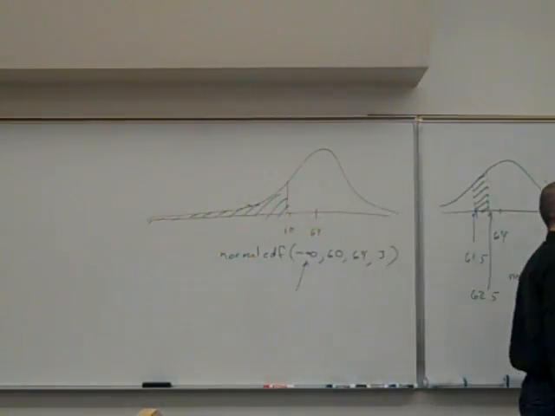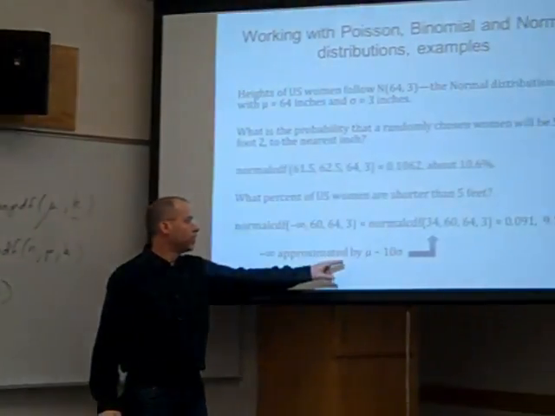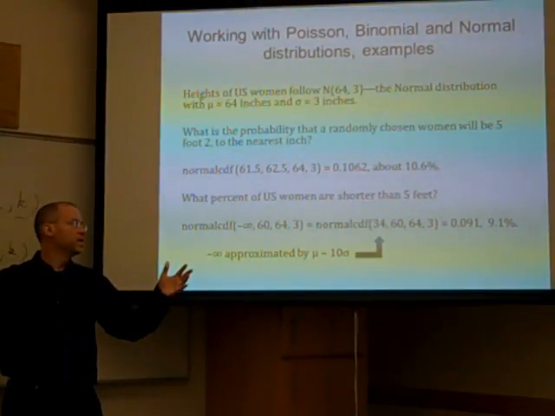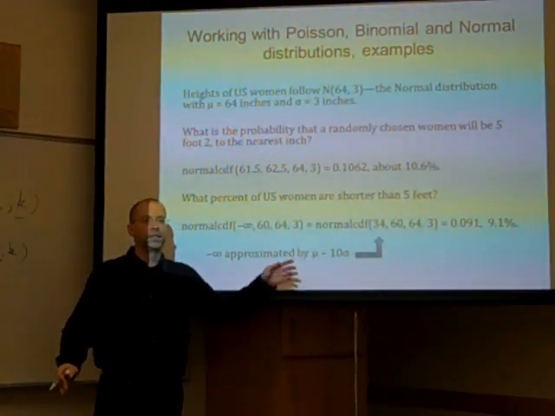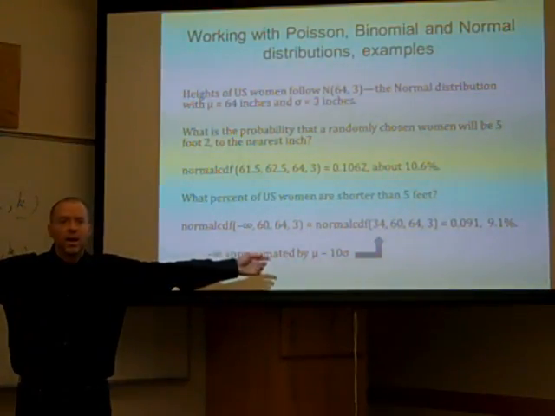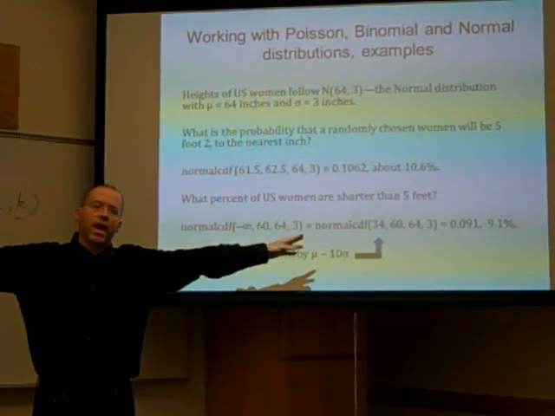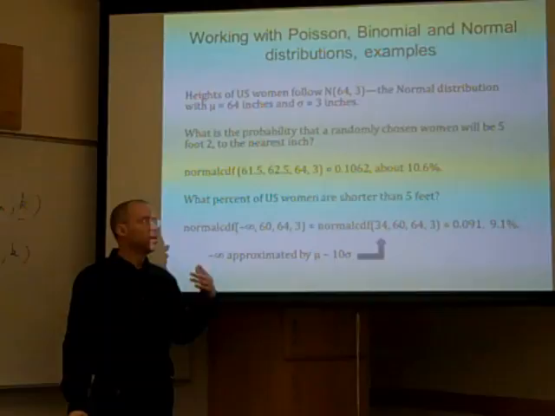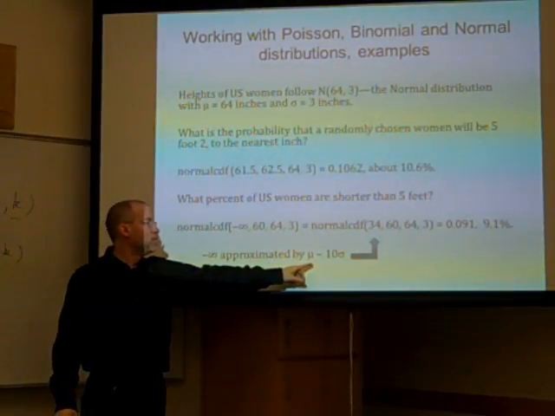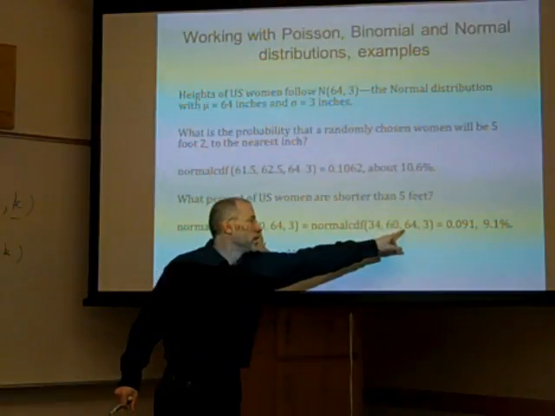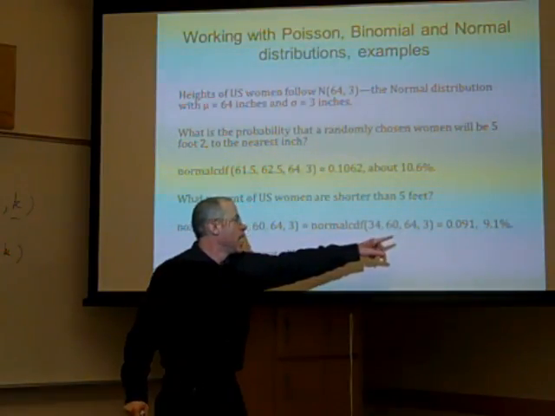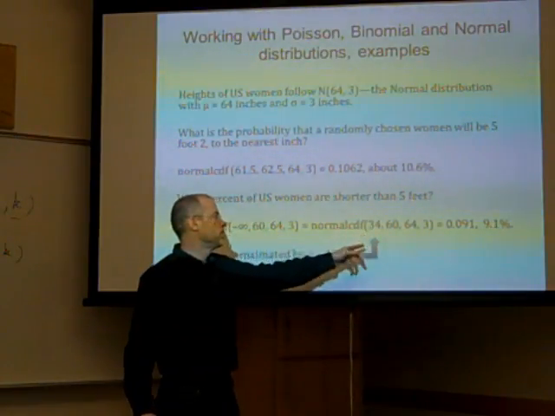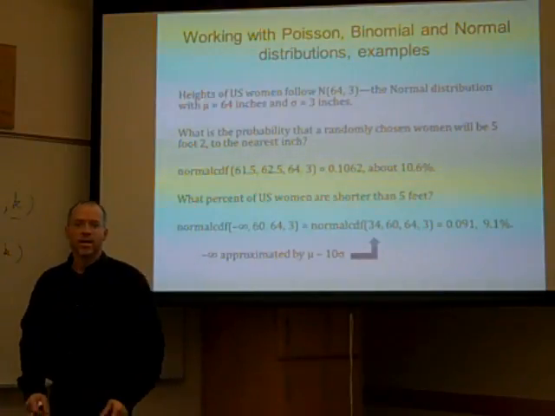Here's my favorite rule of thumb for that. Approximate negative infinity with the mean minus 10 standard deviations. Almost all the observations fall within 3 standard deviations. If you go plus or minus 10 standard deviations away from the mean, there's really effectively no chance that you're going to be farther away than that. The calculator will return a probability of 0 above or below 10 standard deviations away from the mean. So I just took my 64 inches, my mean, and 10 times 3 is 30. 64 minus 30 is 34. That's a good approximation for negative infinity.